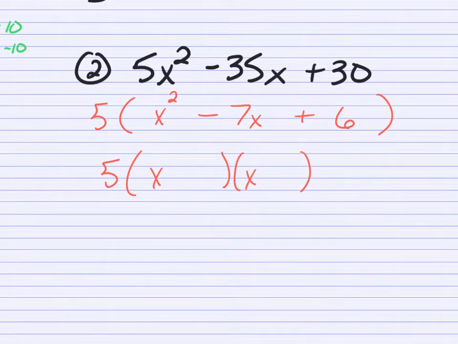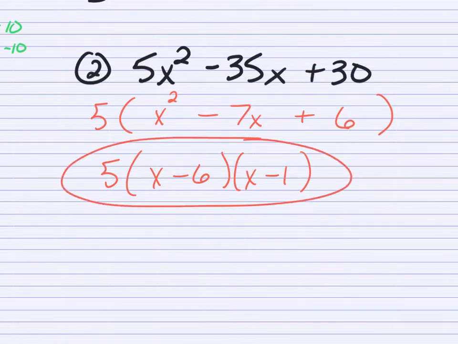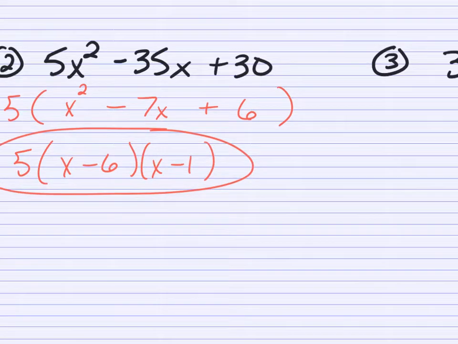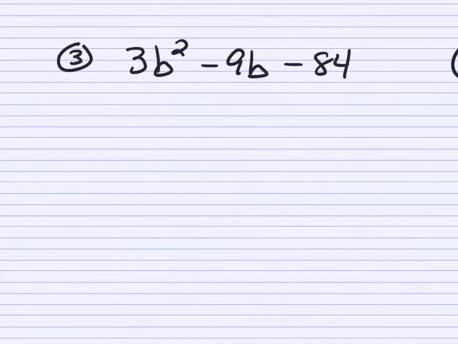And if you're pretty good at these by now, you just realize that 6 times 1 would add to 7, but I need it to be a negative 7. So I would say a negative 6 and a negative 1. Negative and negative multiplies to give me positive 6, and they add to give me a negative 7. So this is my answer. I just had to factor out a number 5 first. Let's go to number 3.